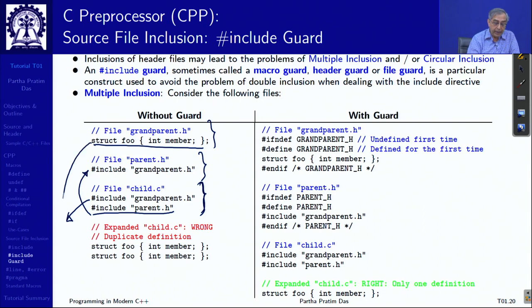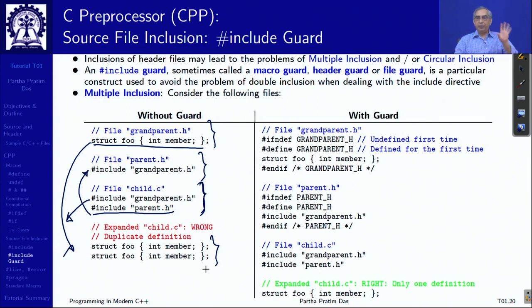So, it will again include this structure. This structure will come one after the other twice, and to C or C++, this is an error. This is a redefinition of a structure by the same name. So, your code will not compile.